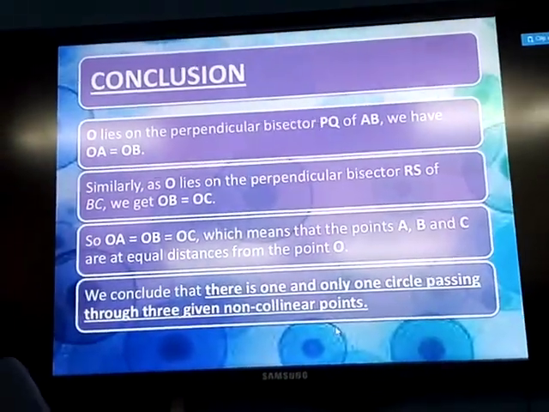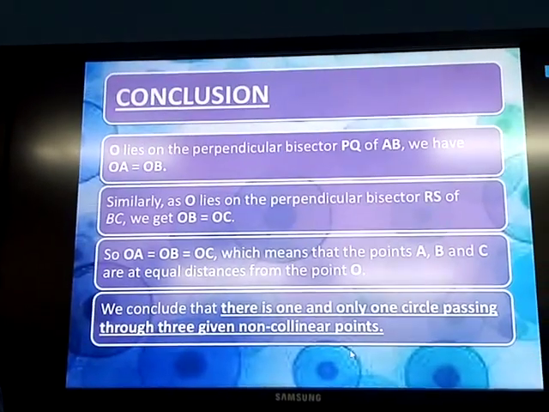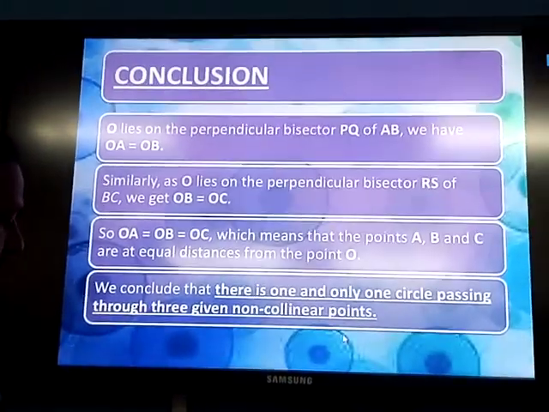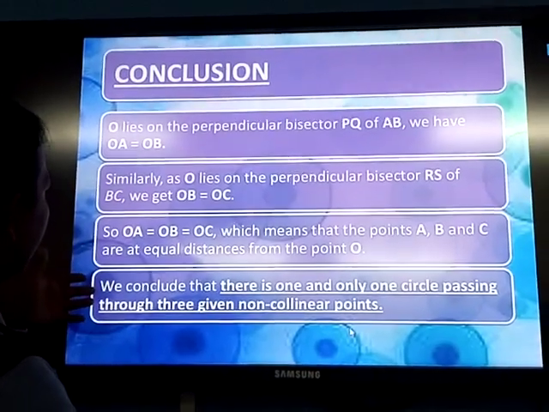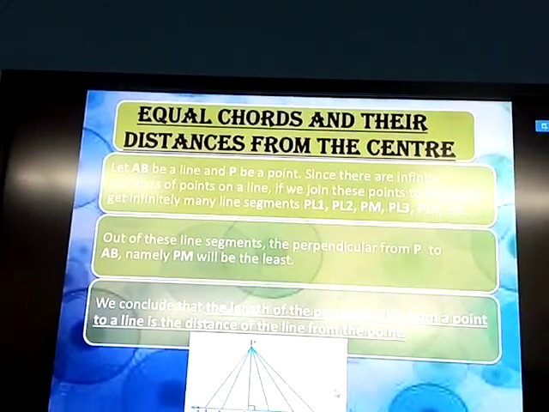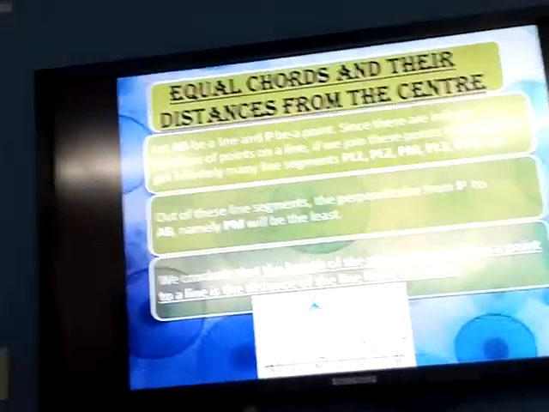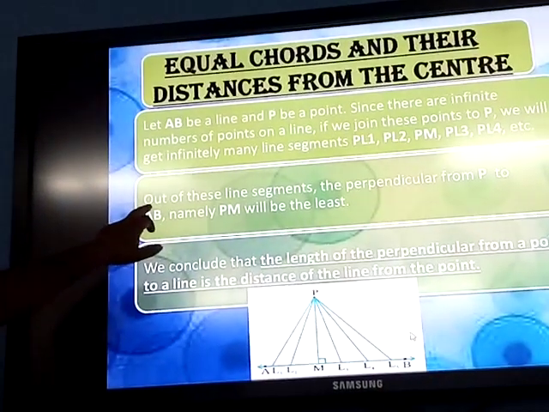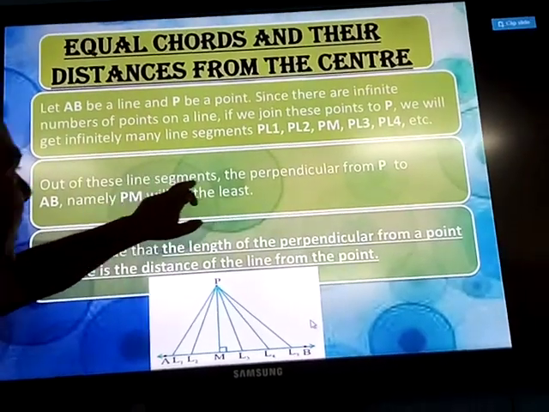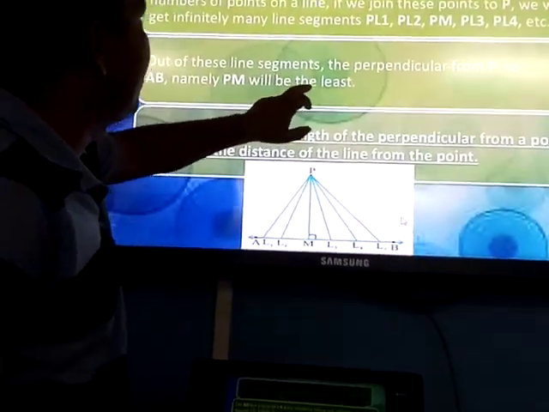Conclusion: O lies on the perpendicular bisector PQ of AB. We have OA equal to OB. These are conclusions. Now, equal chords and their distances from the center. Equal chords are at equal distance from the center of the circle. To prove it, out of these line segments, the perpendicular from P to Q named PM will be the shortest.